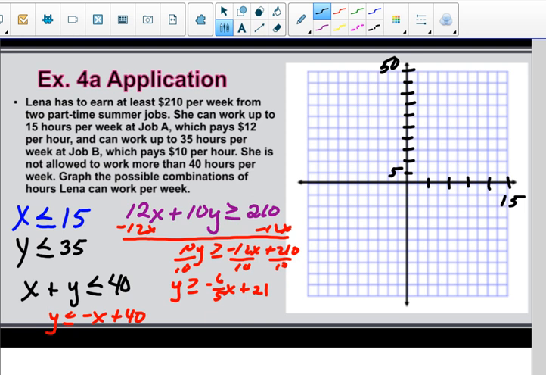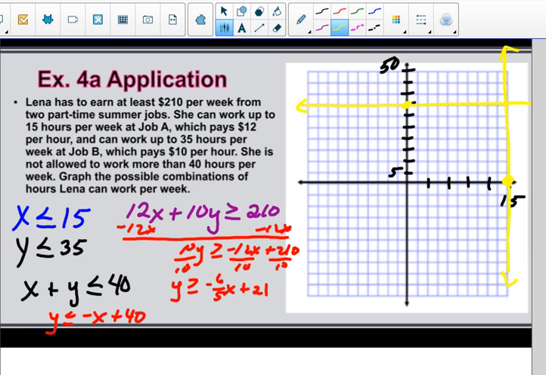So here, let's draw our graph. So x has to be less than or equal to 15. So there's 15. Got to be a solid line on 15 because it's got the equal to. Okay, and then y is less than or equal to 35. So go to 35. So 5, 10, 15, 20, 25, 30. 35 is here. Also going to be a solid line, so straight across here.